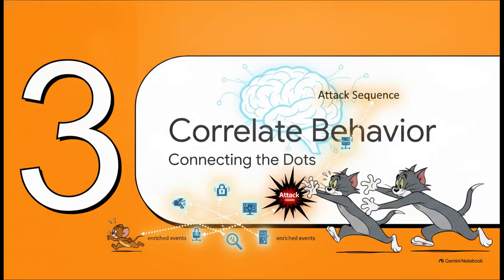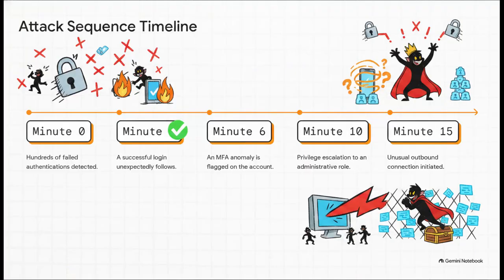Okay, Section 3. Once we have that common language and some deep context, we need to correlate attack behavior. This is where we start connecting the dots. This timeline perfectly illustrates why treating security events independently is a recipe for disaster. If you look at these in isolation, a few failed authentications might just look like a glitch, right? Or maybe somebody forgot their Monday morning password.